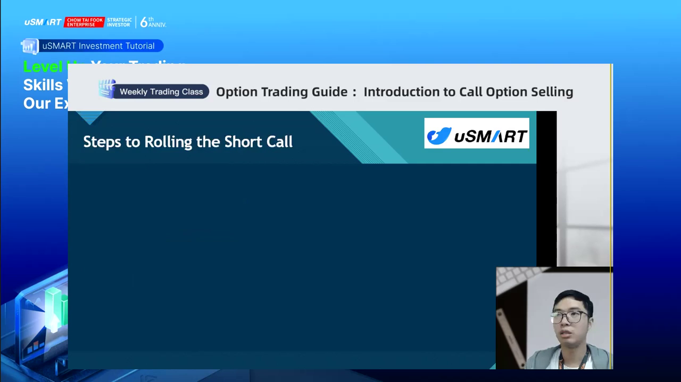So this is how we keep on rolling every month to get the additional income. Actually, it's not that hard. So maybe you all need to try it yourself to have a better understanding.